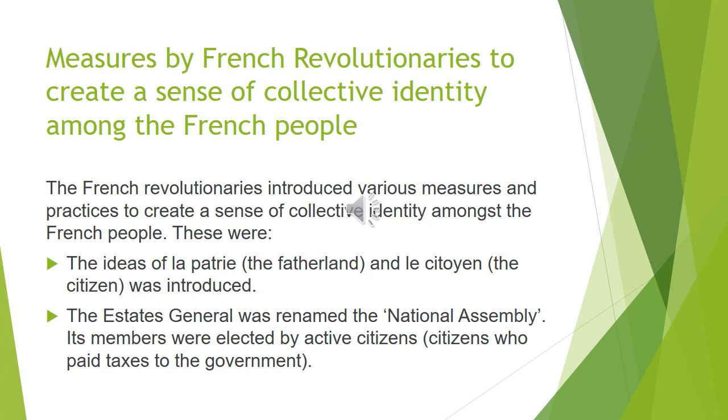The second measure was the renaming of the Estates General as the National Assembly. We have studied about the Estates General in the old regime, which had representations from all the three states of French society then. Now, this Estates General was to act as the National Assembly. Or, in other words, we can say this Estates General was to act as the Parliament of France. And now its members were to be elected by active citizens. Who were the active citizens? Active citizens were those who had the right to vote. And those citizens were considered active citizens who paid taxes to the government.